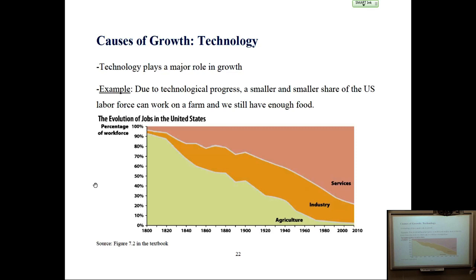As one brief illustration, I want to point us back to a graph we saw in Chapter 7. This is from our unemployment chapter. It was showing that the U.S. economy has been trending away from agricultural jobs and also away from industry jobs and more towards services.